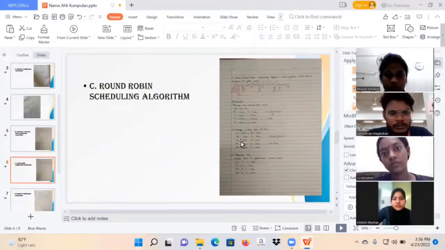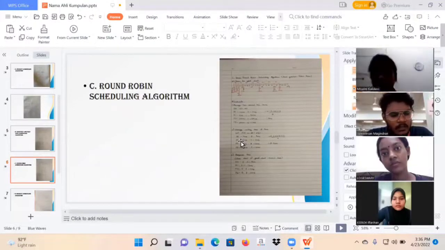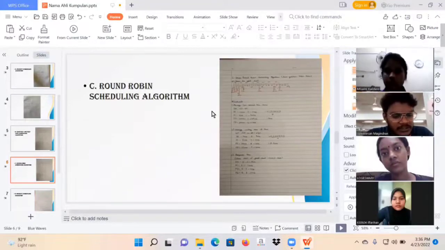Thank you. So question C is round robin scheduling algorithm. First of all, we move to the Gantt chart. Process 0 starts at 0 and ends at 3 millisecond. Process 1 starts at 3 millisecond and ends at 6 millisecond. Process 2 starts at 6 millisecond and ends at 9 millisecond, followed by process 3 starting at 9 millisecond and ending at 12 millisecond.